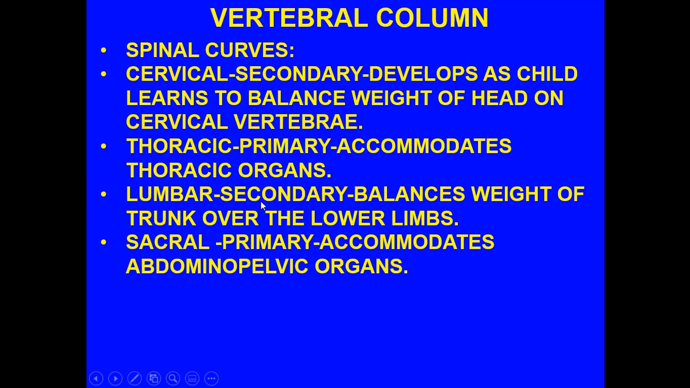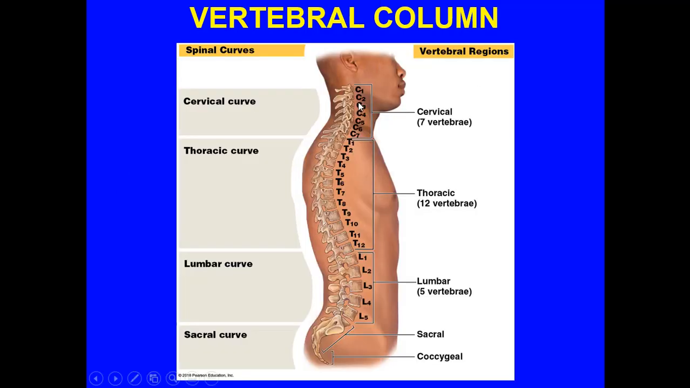The lumbar, which is secondary, and it balances the weight of the trunk over the lower limbs. And then the sacral, which is also considered primary, accommodates the abdominal pelvic organs. So you have several that allow for important areas such as thoracic and abdominal pelvic organs. And then you have these other ones that are involved with weight distribution and maturation. Here are the curves: the cervical, the thoracic, the lumbar, and the sacral.